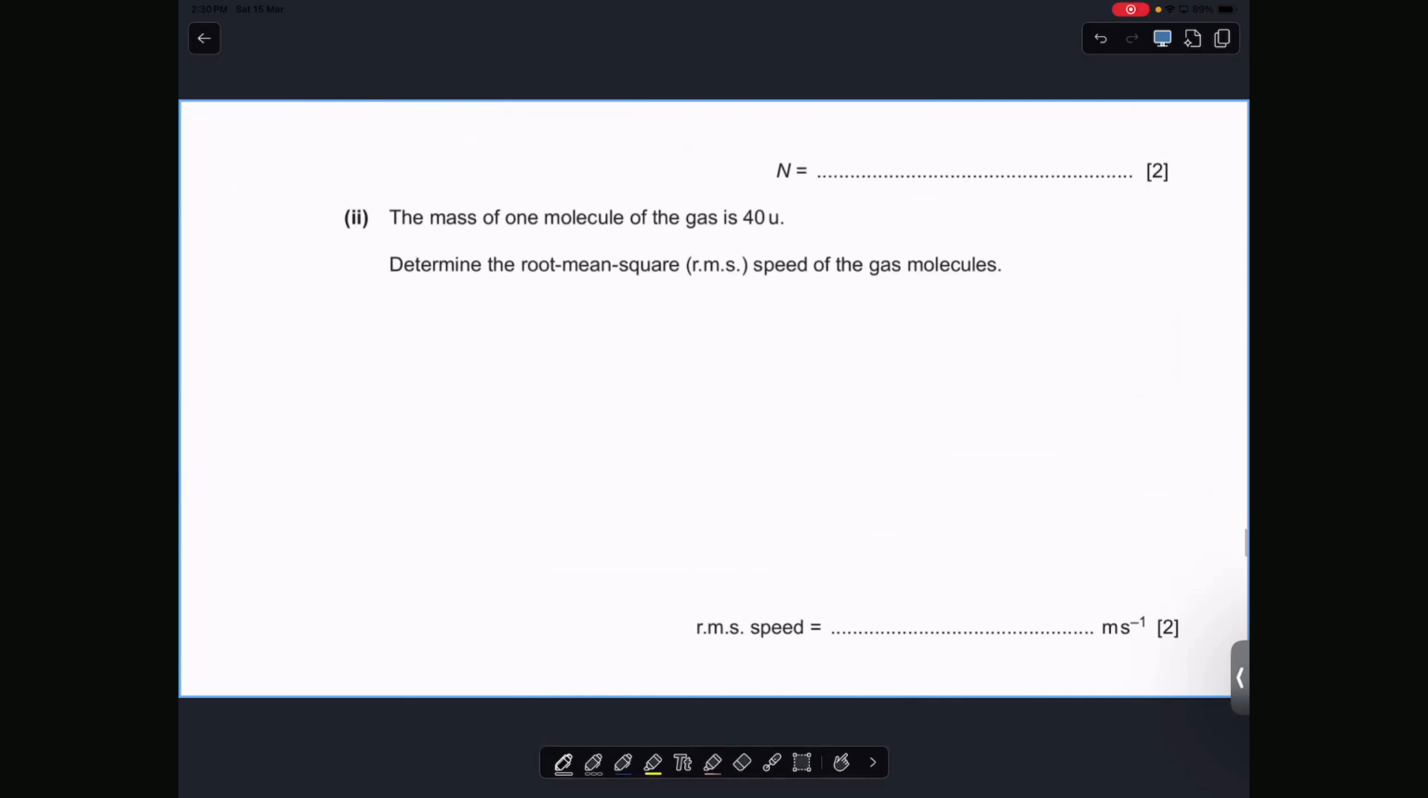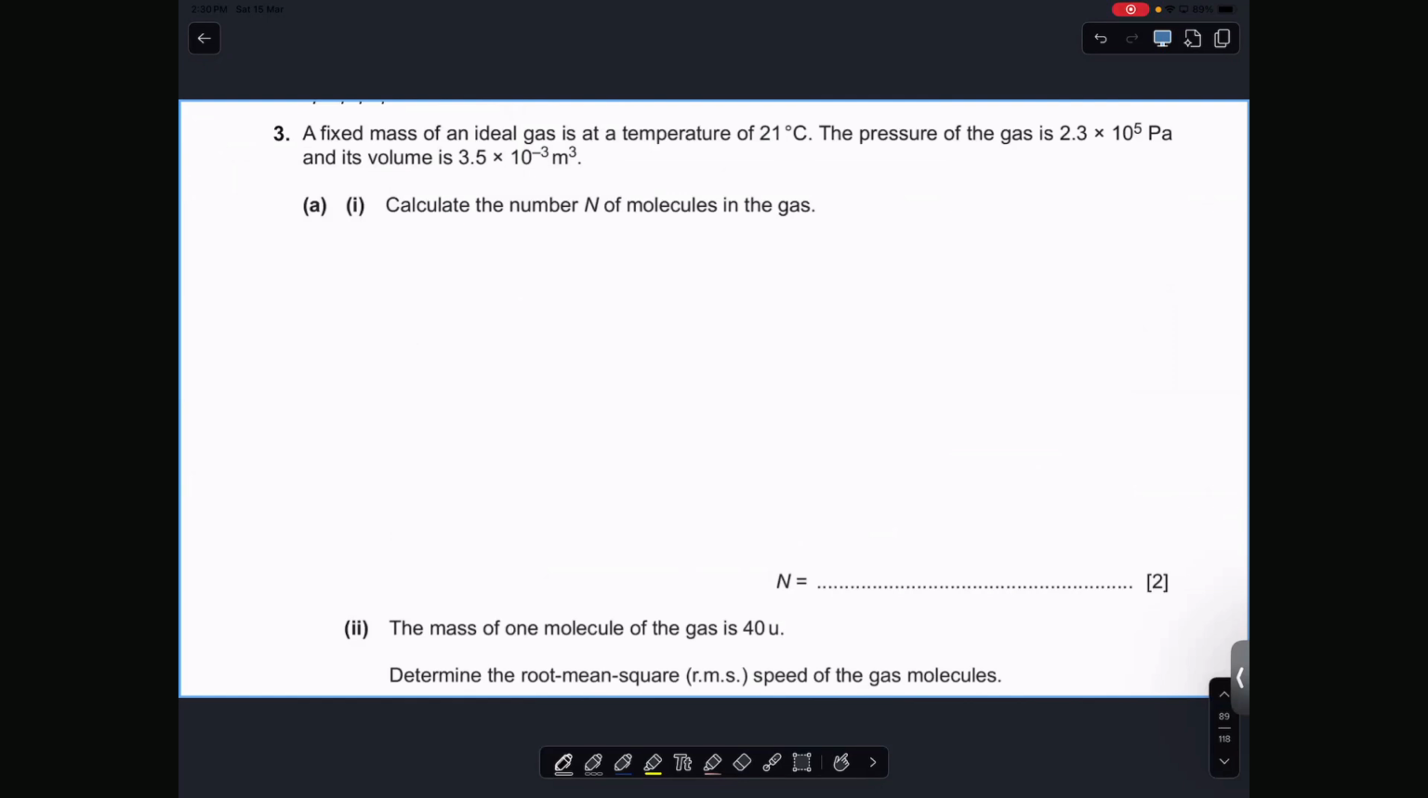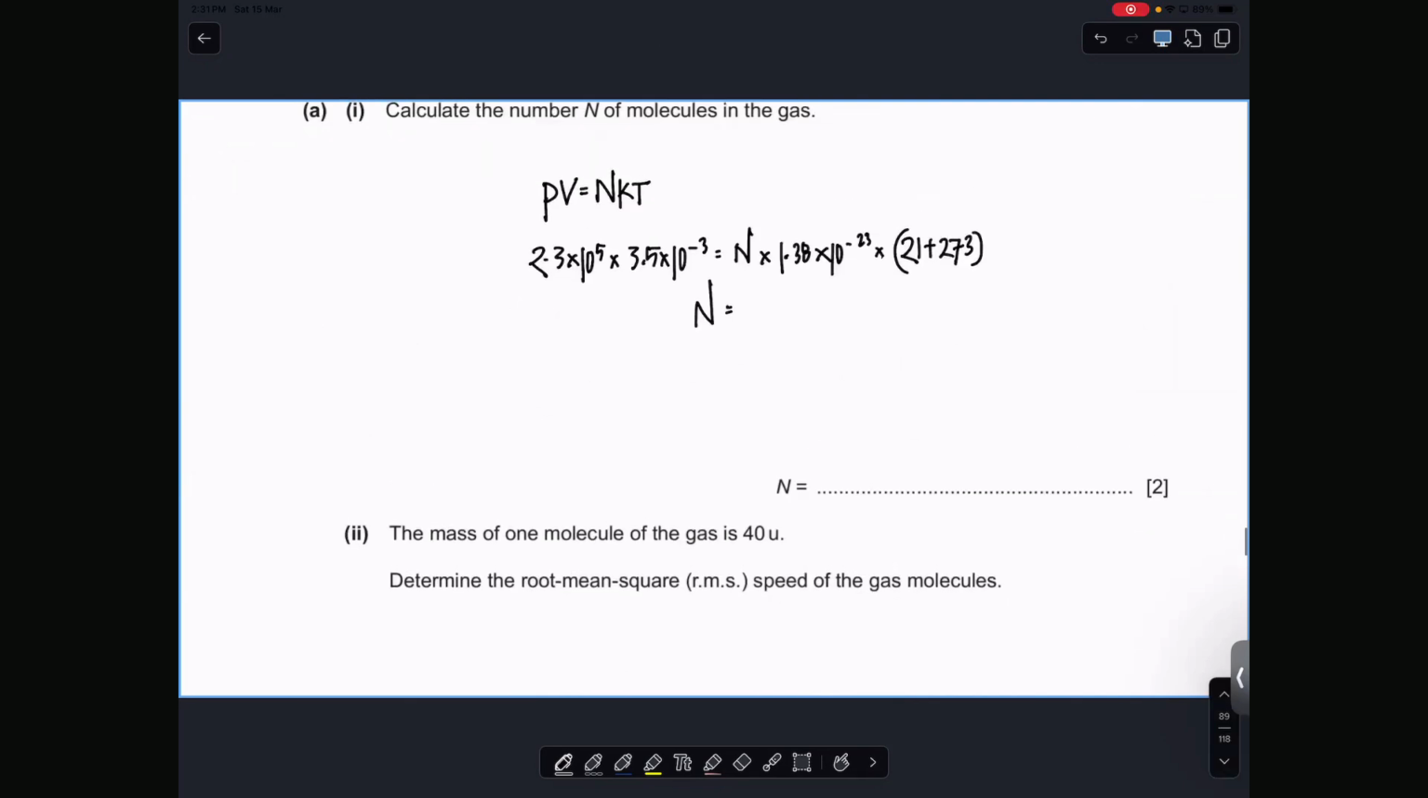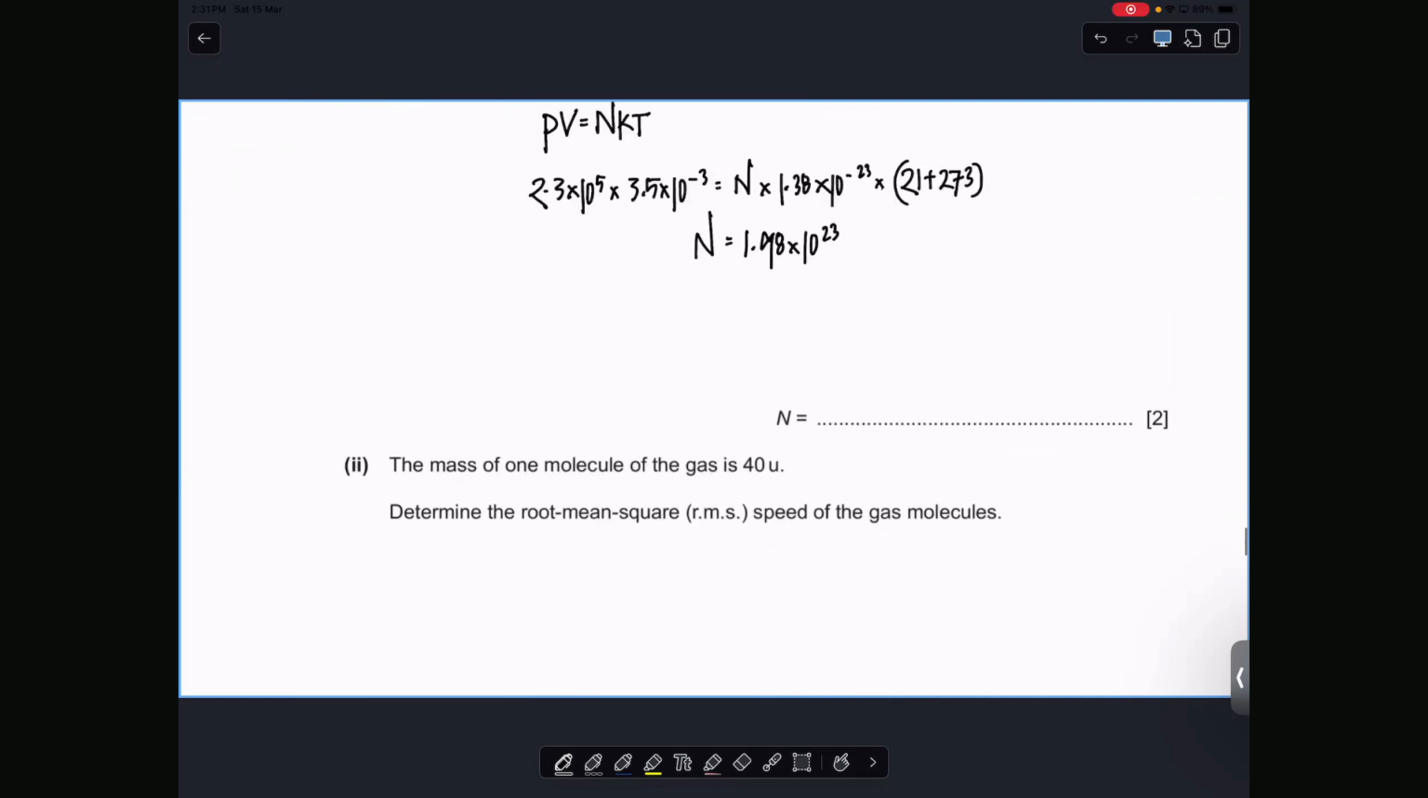So here we need to find n. Has anyone done it? Tell me. nkT, with P is 2.3 into 10 to the power 5, V is 3.5 into 10 to the power minus 3, equals n times 1.38 into 10 to the power minus 23 into T, which is going to be 21 plus 273. What does n come to? 1.98 into 10 to the power 23. Okay, so 1.98 into 10 to the power 23.